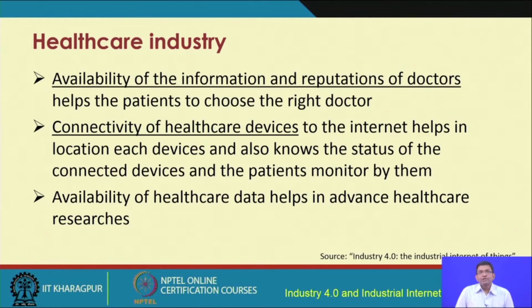In the healthcare industry, availability of the information and reputation of doctors helps the patients to choose the right doctor. Connectivity of healthcare devices to the internet will basically help you in doing it, and this is what we had seen on a very small scale as an application of IIoT in the healthcare industry. At the very outset I had given you the example of the temperature sensor and pulse oximeter sensor being used, and through a connected network this data is sent to the control center for further evaluation, monitoring, and so on. That is basically a very rudimentary form of application of IIoT in the healthcare industry.